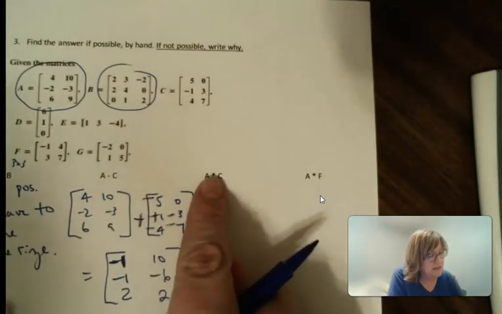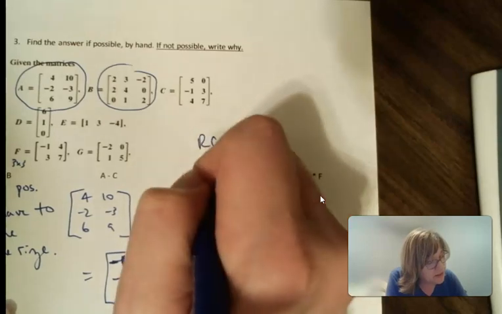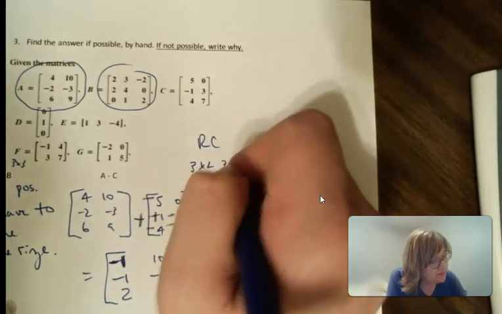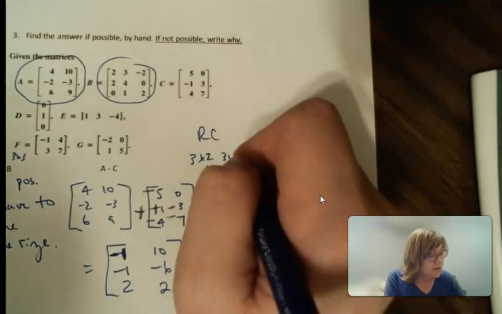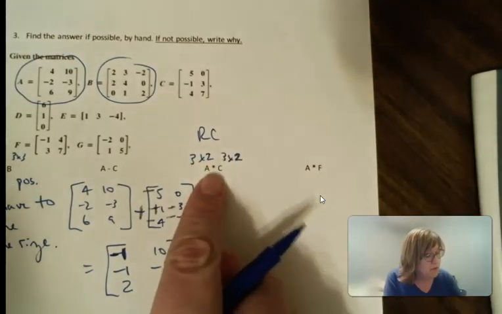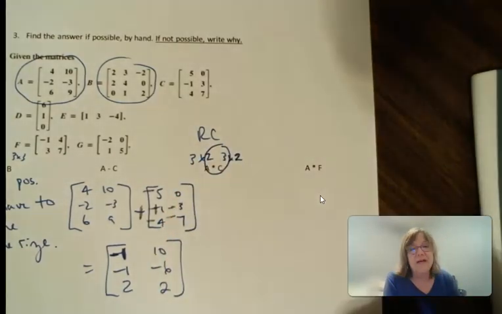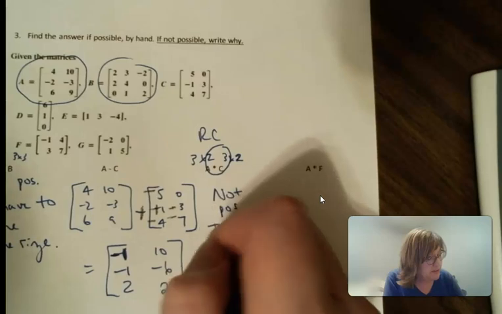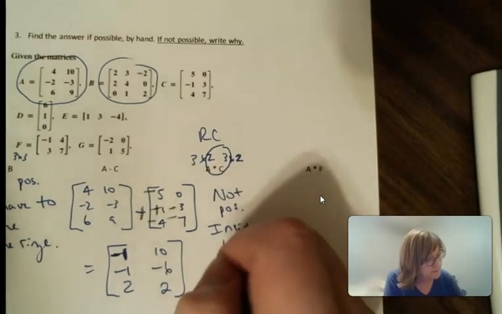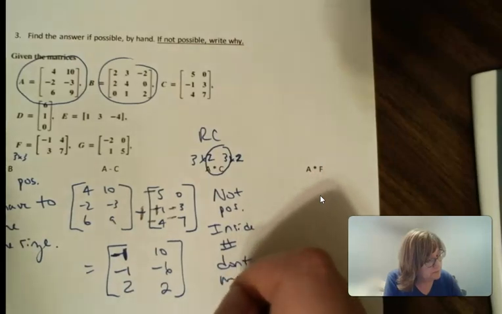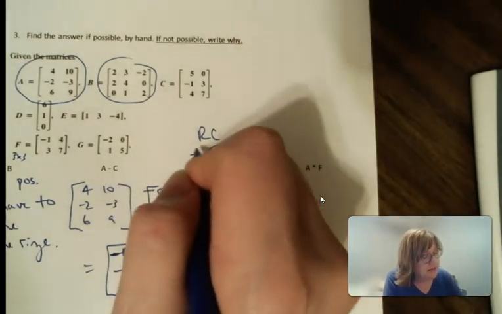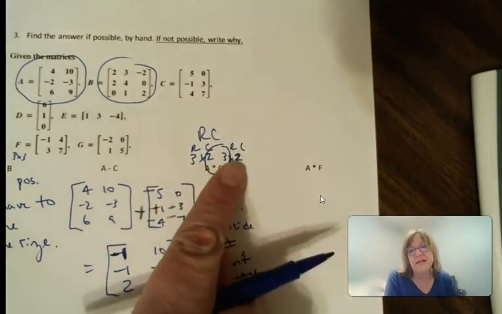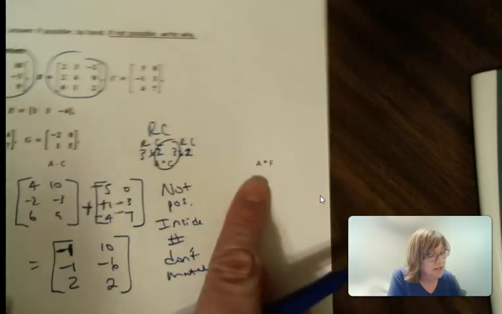All right, let's look at A times C. A is, again, RC cola. A is 3 by 2, and C is what? 3 rows, 3 by 2. All right. Now, they're the same size. I could add or subtract them, but I want to multiply them, and to multiply them, these have to match. So this one's not possible. And you could say inside numbers don't match. The other thing you could say, because this is RC and this is RC, you could say the columns of the first do not match the rows of the second. You could do that too. That works.